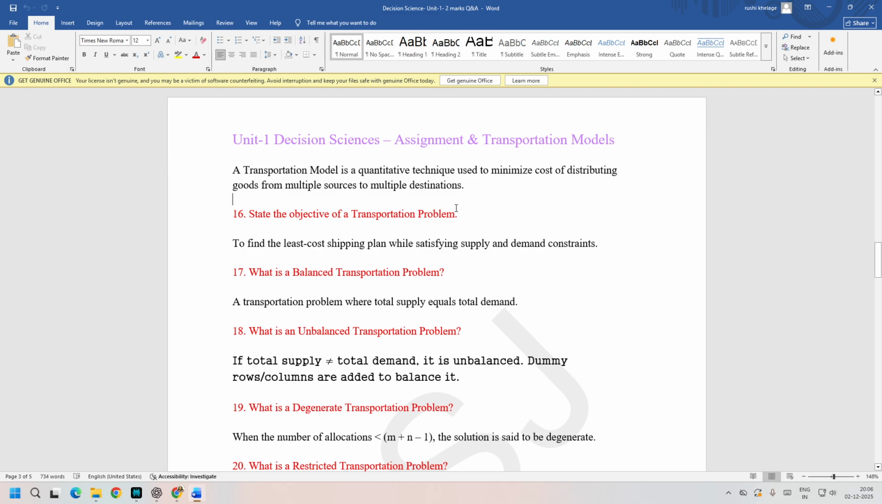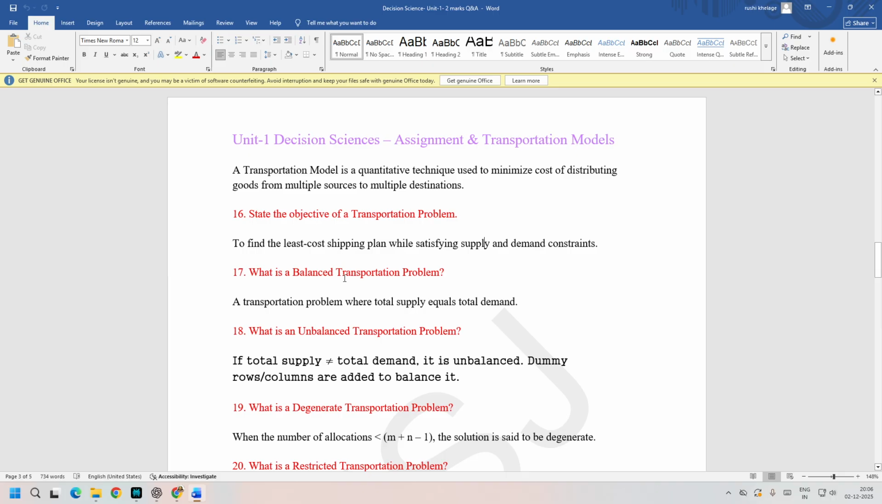Question number 16: state the objective of transportation problem. Here only we have seen in question number 15. To find the least cost shipping plan while satisfying supply and demand constraints. Definitely, the goods should be moved from one place to another place, but it should be done at minimum cost, least cost, and that is the objective of this transportation problem.